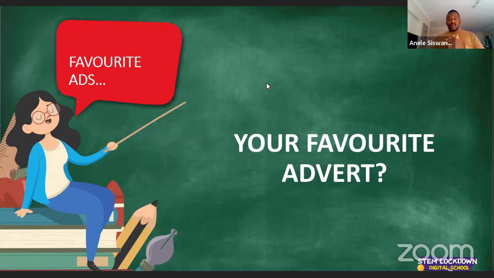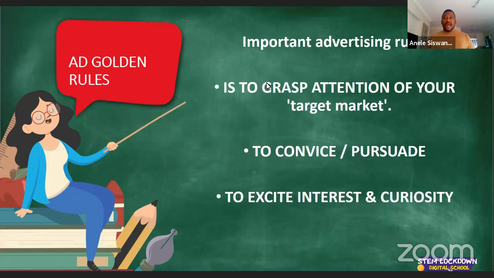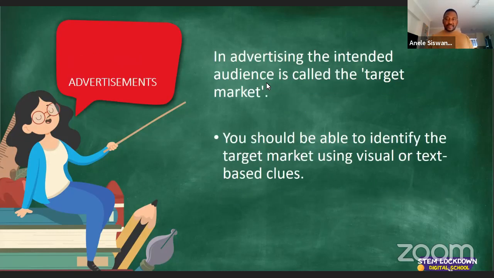As someone who is new in this class today, you can also think about your favorite ad that you like and why you like it. The main outcomes that we focused on were for you to explore and understand visual text, and to understand the trick of how to answer visual text. We focused more on the golden rule of advertisements: number one, to grasp the attention of your target market, to convince, persuade, and to excite interest and curiosity.